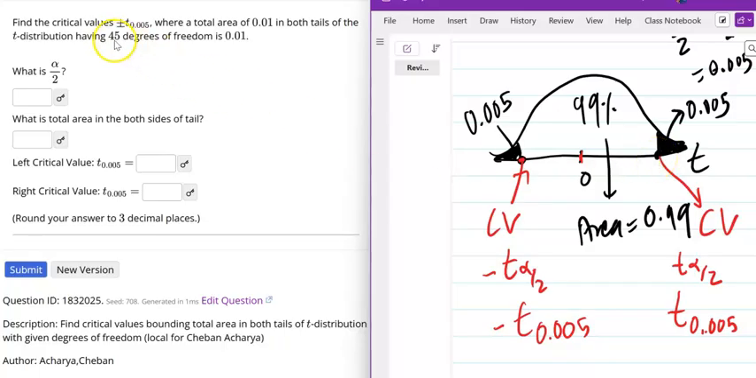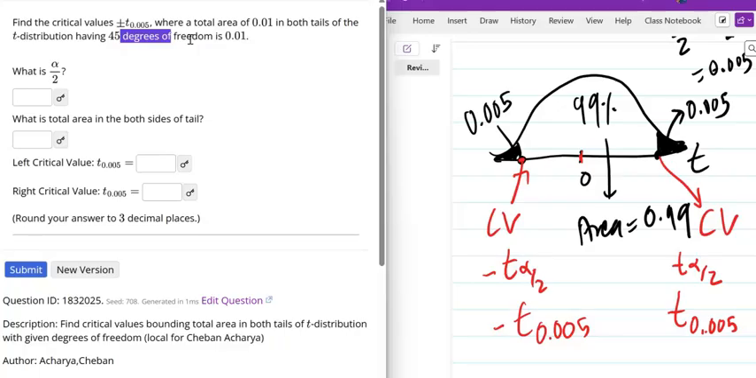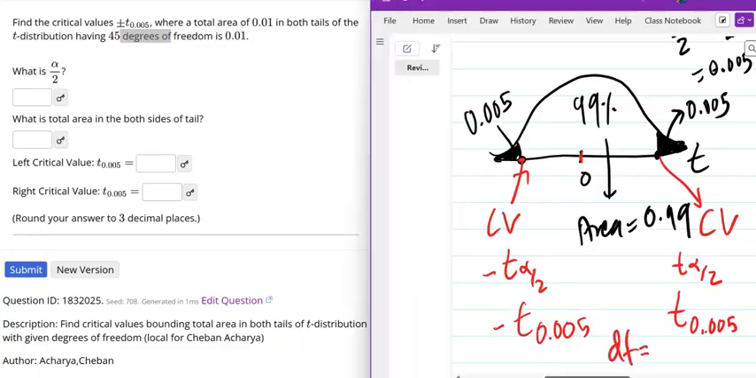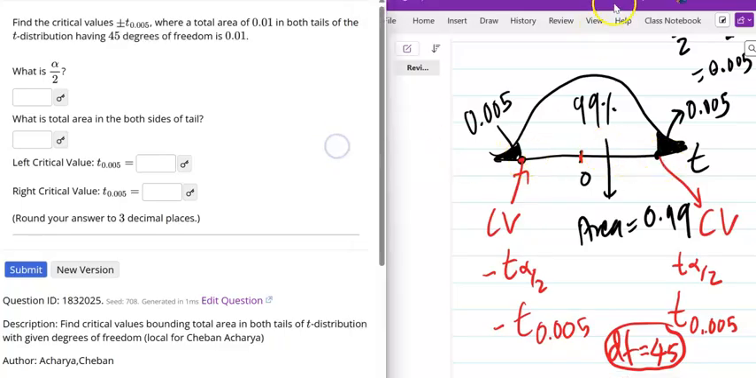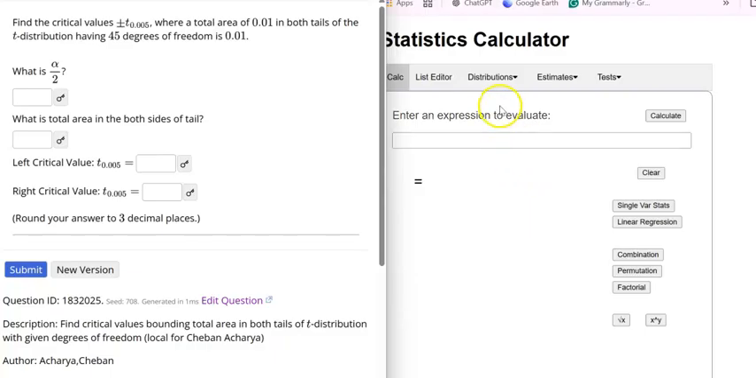But notice that you need the other number called degree of freedom, which is called DF. Here the degree of freedom is going to be 45. So basically, to find the critical value for T, you need the degree of freedom and the area in the middle of the two critical values I'm looking for. So let's go to the calculator.